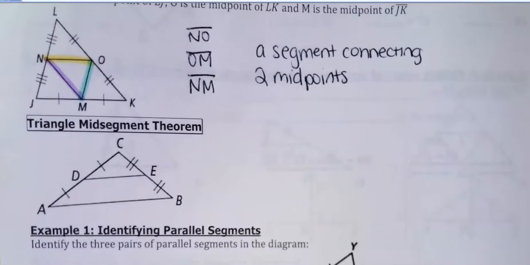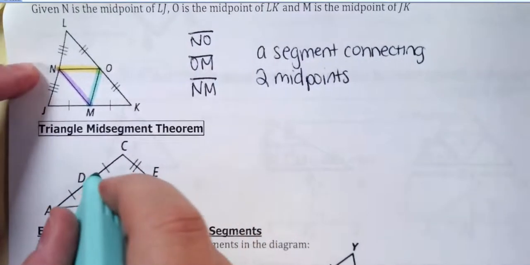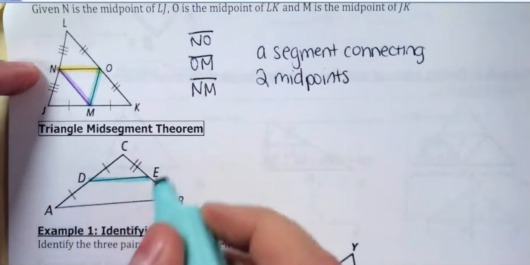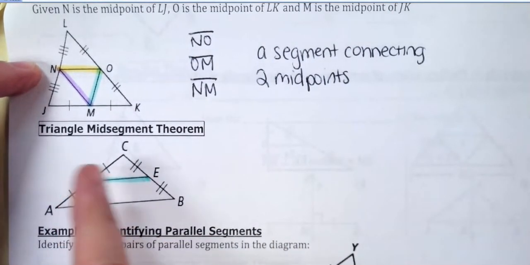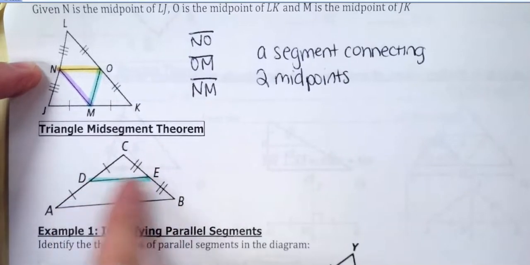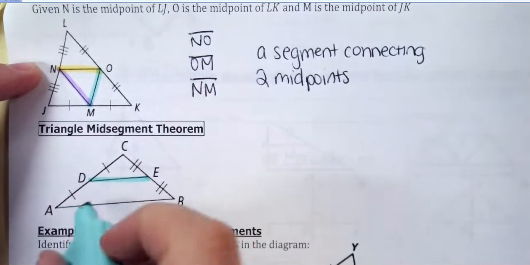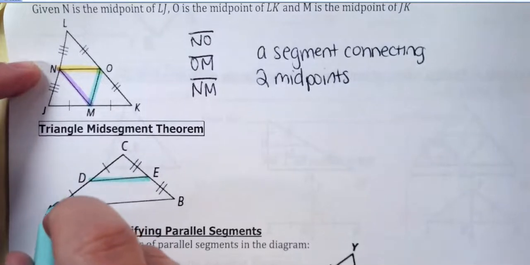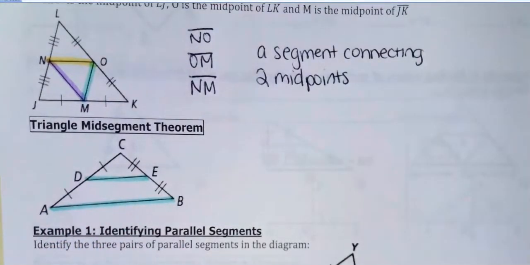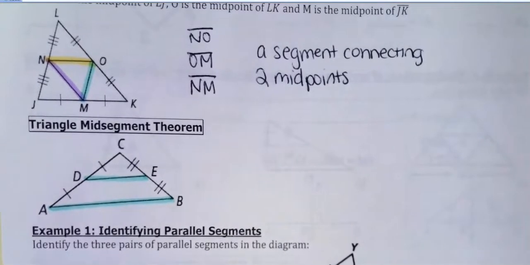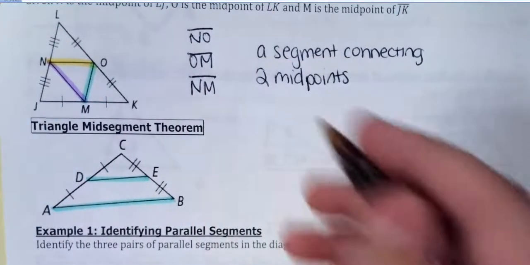There's two special properties if you have a mid-segment. So in the diagram right here where it says triangle mid-segment theorem, DE, that would be the mid-segment. D is the midpoint, E is the midpoint, DE is the segment connecting those two midpoints. And then I'm going to highlight the side in the triangle from A to B because there's a relationship there. Okay, so here's how this works. There's two special things to do with the mid-segment.